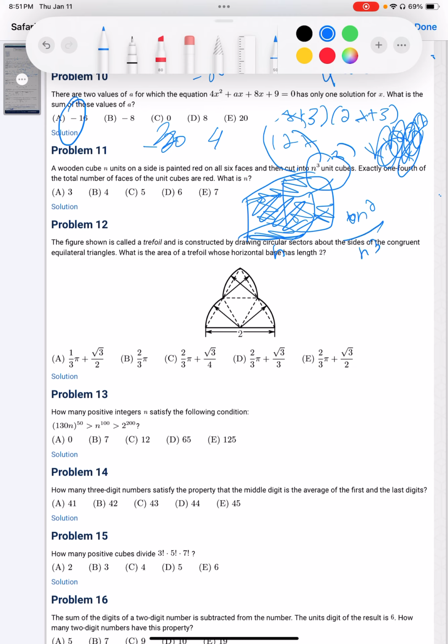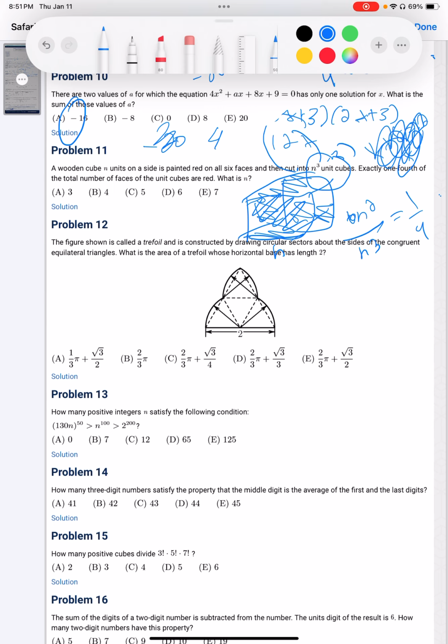6 faces. So we're dividing it by n cubed. We're cutting these into n cubed, and exactly 1/4 of these faces is red. The cube is painted red on all 6 faces on the outside. So, does this mean this is 1/4? Is that what it means?